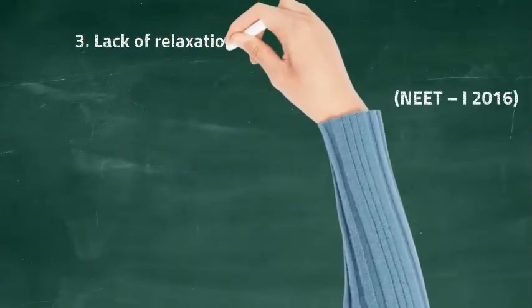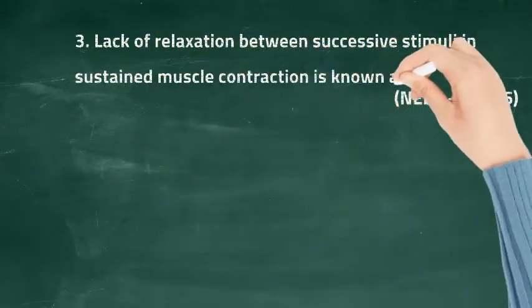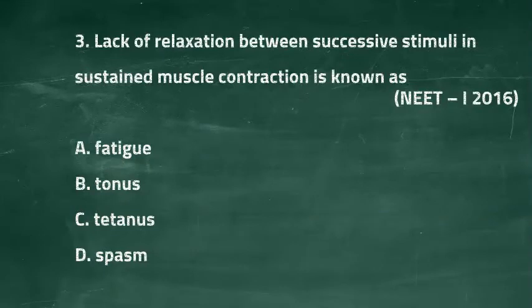Question third. Lack of relaxation between successive stimuli in sustained muscle contraction is known as: option A is fatigue, option B is tonus, option C is tetanus and option D is spasm. So the right answer is option C, tetanus.